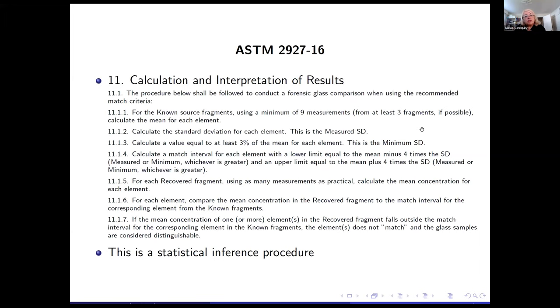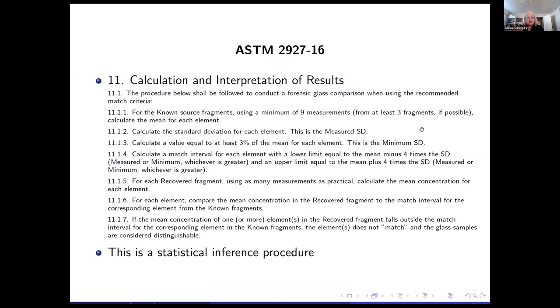Here's what ASTM says in section 11 of this standard. This is what a forensic scientist should do. You grab at least 9 fragments from the reference source, in this case the broken window, and you compute the mean and the standard deviation. Then you have, if you can, at least 3 fragments from the questioned source, and you compute the mean concentration of these elements. In glass, it turns out they look at 18 elements, so in principle you have 18 tests to conduct. I am not even going to get into the issue of multiple comparisons here. Let's pretend we're only measuring one element.